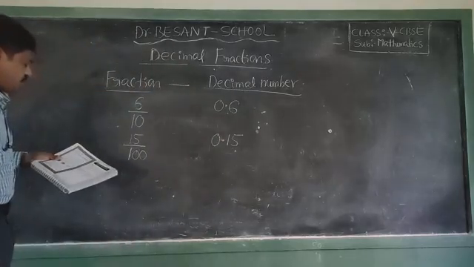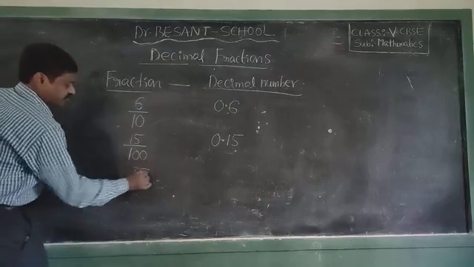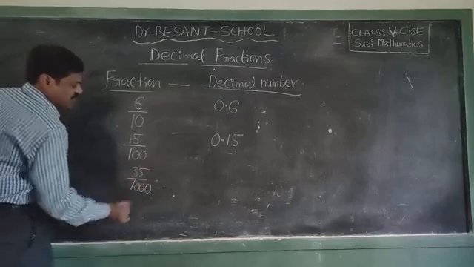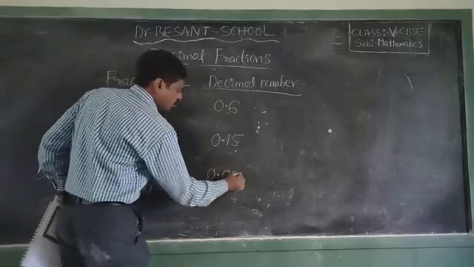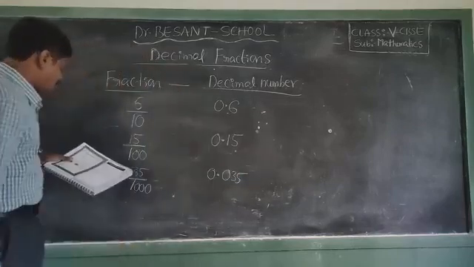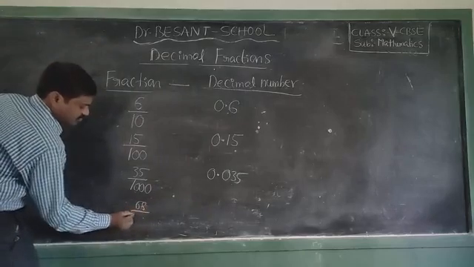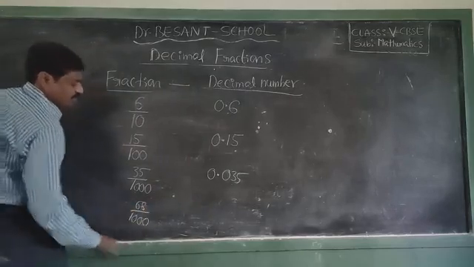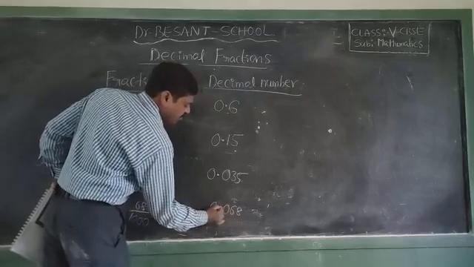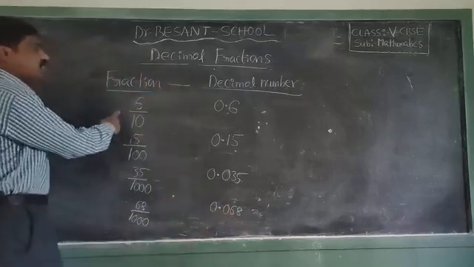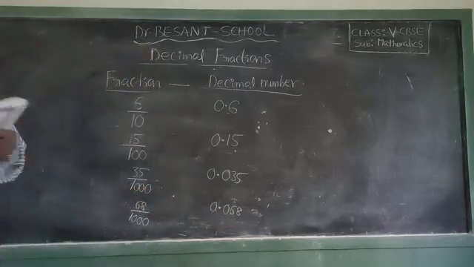Next, 35 by 1000. That is equal to 0.035. Next, 68 by 1000. That is equal to 0.068. Okay, so this is a fraction. This is its decimal number. Children, note down.